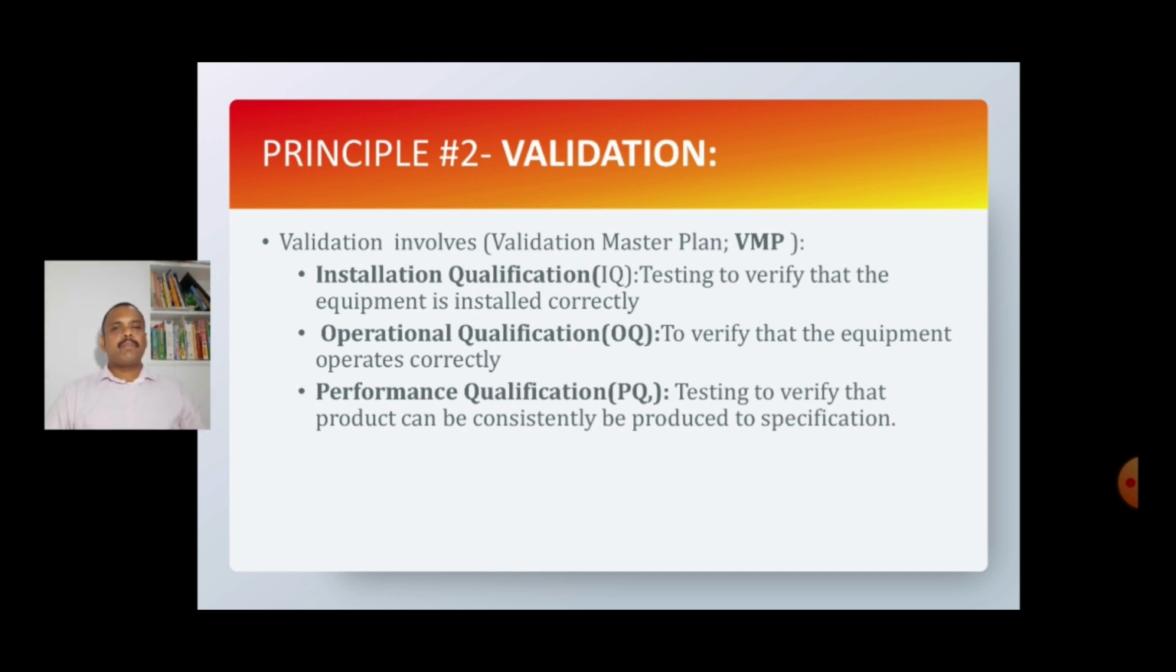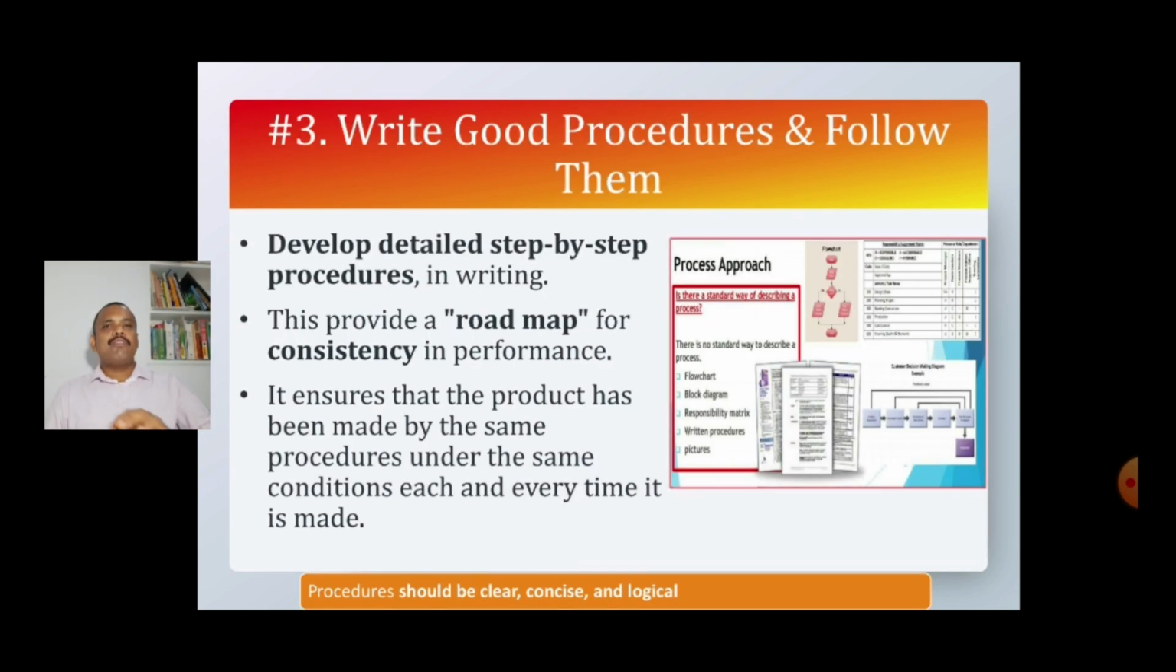Now the third one is the performance qualification. In performance qualification, we are testing to verify that the product can be consistently produced to the specification. There will be an operational condition. We have to see whether, under that operational condition, you are able to produce the product in the desired quality and desired amount. This is called performance consistency, or performance qualification. So that is about validation.